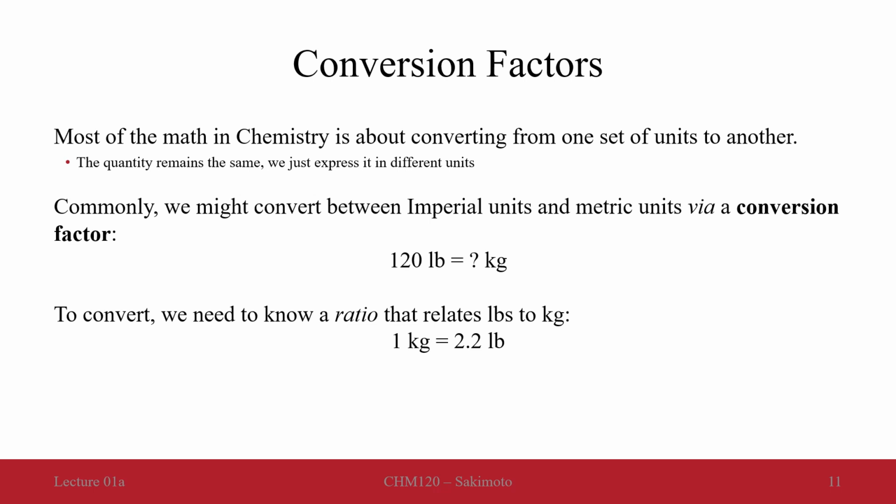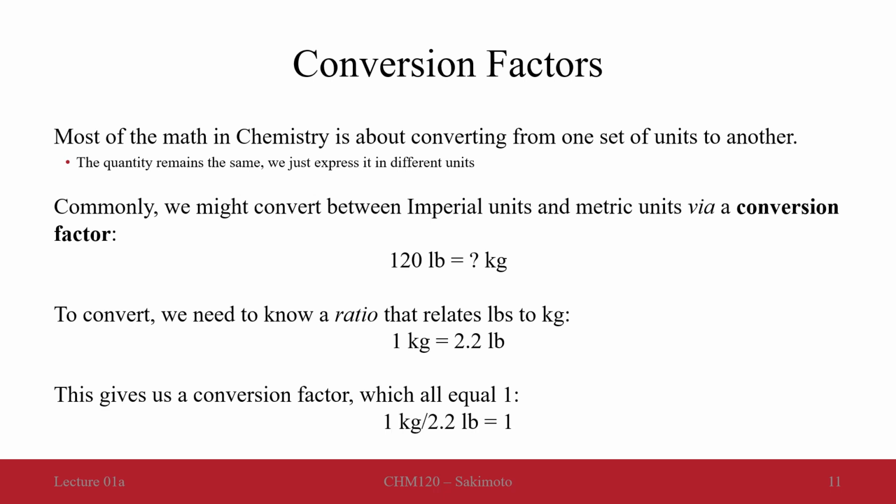If you were to look it up, you would see that 1 kilogram is the same thing as 2.2 pounds. This ratio describes a conversion factor from kilograms to pounds, or from pounds back to kilograms. Again, all these conversion factors really equal 1. They're a ratio, 1-to-1 ratio, kilograms to pounds. Since we don't want to change the mass of the person that we measured, we just want to change the unit.